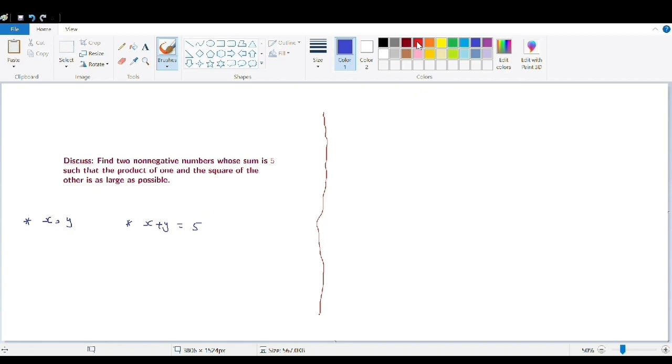This one is a constraint because we are given that the sum is equal to 5.